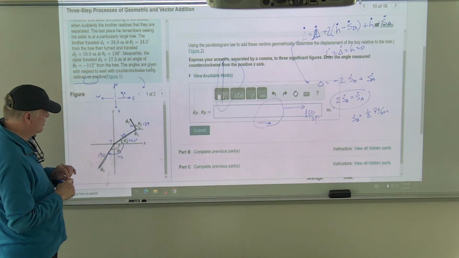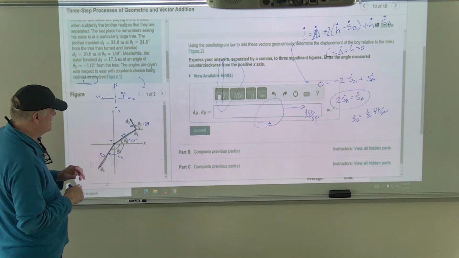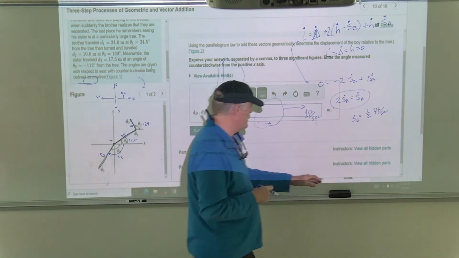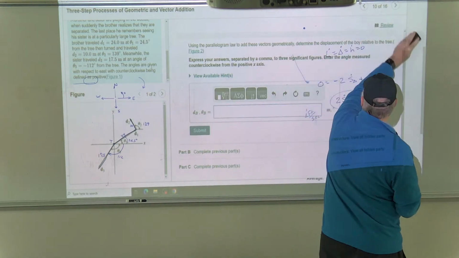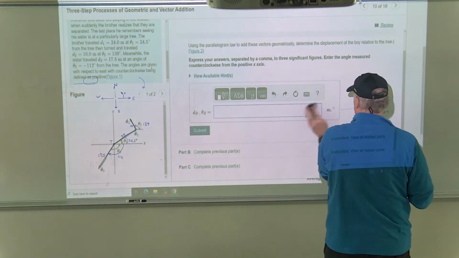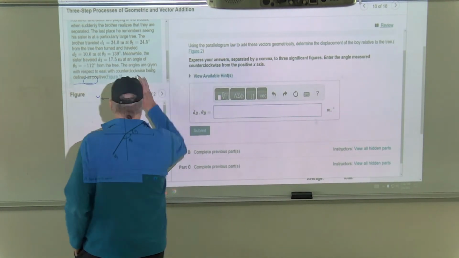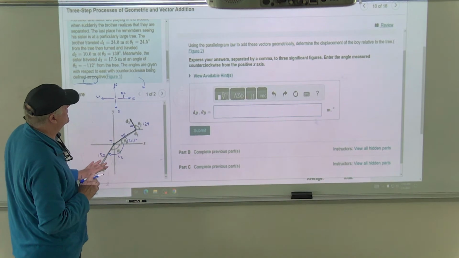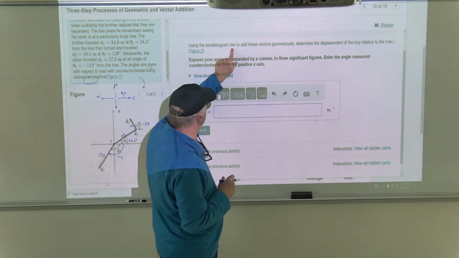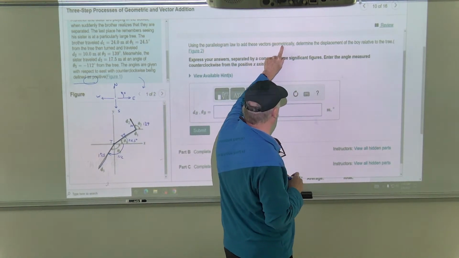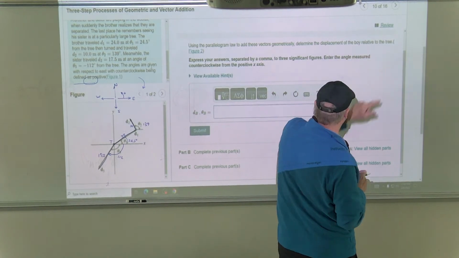So this is part of the thing that you have to be aware of with this, and he may actually hold you to some of that, as far as the angles go. Then he says, use the parallelogram law to add these vectors geometrically and determine the displacement of the boy relative to the tree.